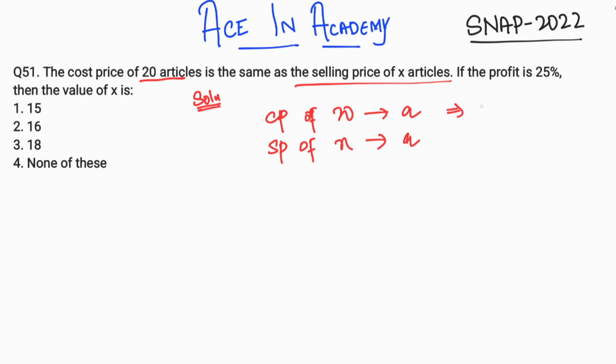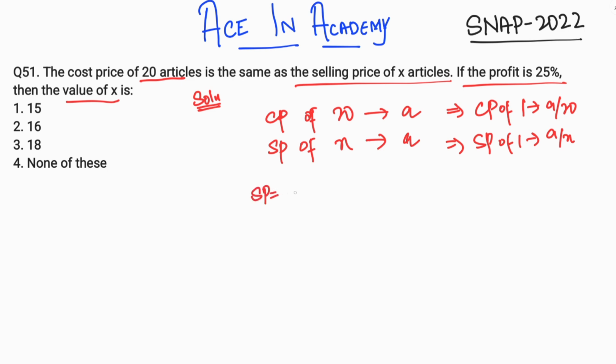So by that, it implies that the CP of one article is A by 20 and the selling price of one article is A by X. Now it is given that the profit is 25%, so what is the value of X? It is pretty simple. Profit is nothing but how many times the selling price is more than the cost price. So since it is 25%, can I say that the selling price is equal to 1.25 times the cost price. So by using this, I will simply get the value of X.